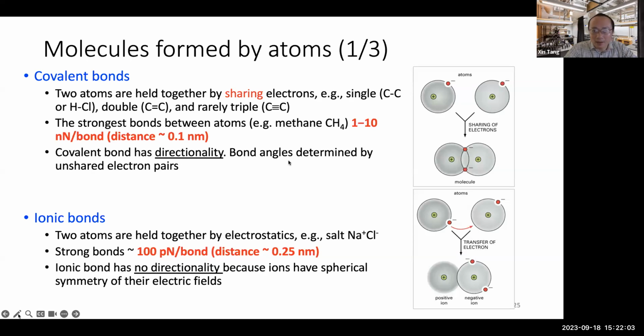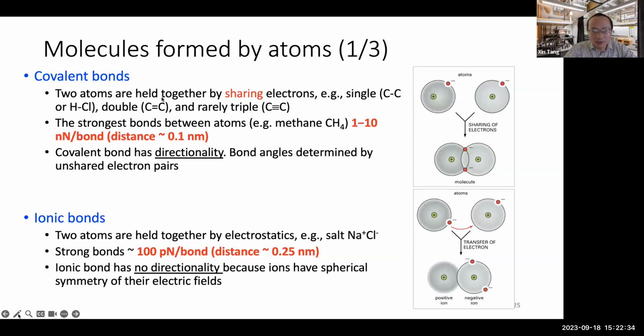And the bond angle is determined by the unshared electron pairs. So if there are other unshared electron pairs on the higher-order atoms, then they will determine the other electrons. If they exist, they can attract or repel these two pairs of electrons, so that it can vary the angle a little bit. But once they are formed, the angle will not change too much.